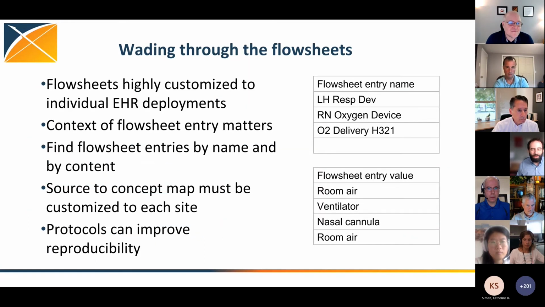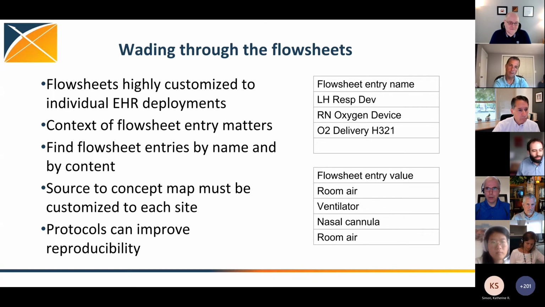So wading through the flow sheets is something that I think most informaticists try to avoid at all costs because it's ugly. They're highly customized to individual deployments. The context of the flow sheet entry matters, whether a patient's in the OR or if it's entered by a medical student or a nurse. What we've found, though, is there is a way to protocolize this and make it reproducible.